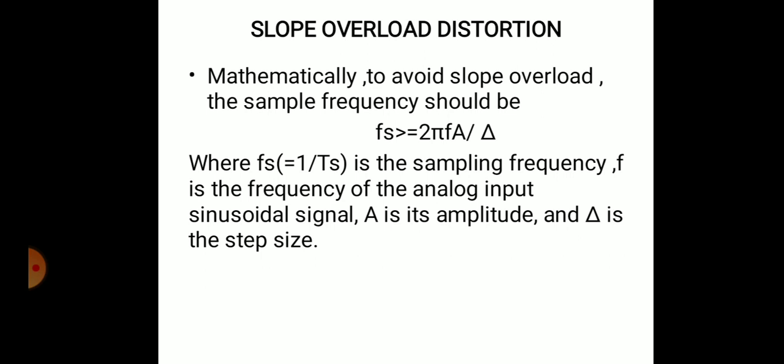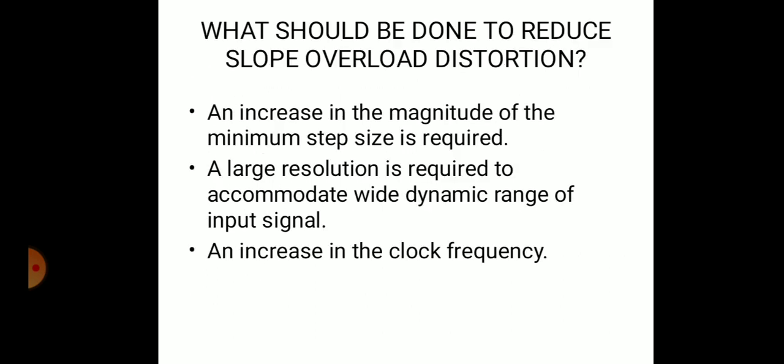And if slope overload occurs, what should we do to reduce the slope overload distortion? Basically, first of all, an increase in the magnitude of the minimum step size is required, number one. Number two, a large resolution is required to accommodate the wide dynamic range of the input signal. Number three, an increase in the clock frequency. By these three steps, we can reduce the slope overload distortion in delta modulation.